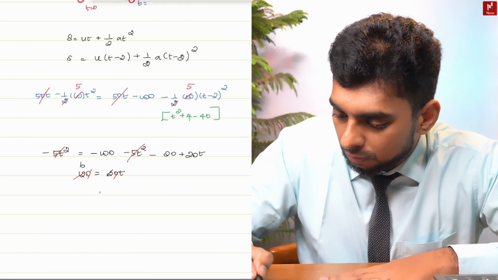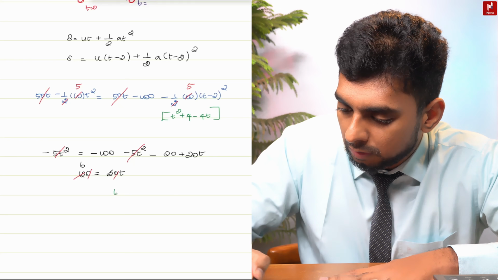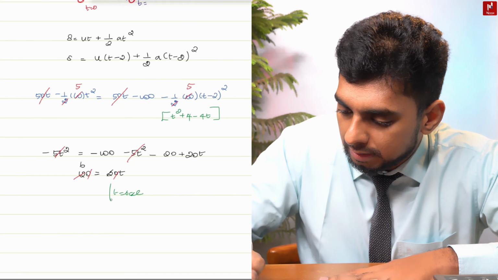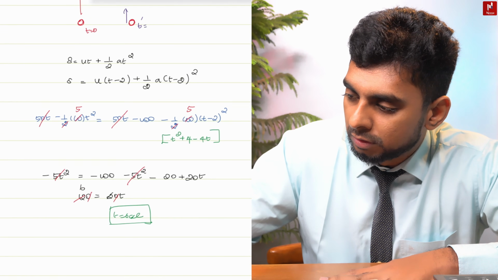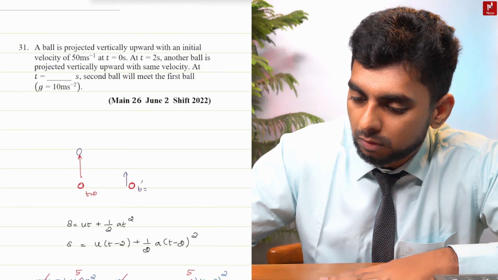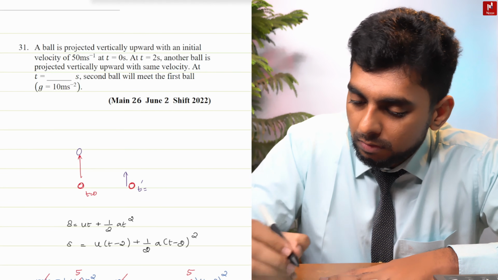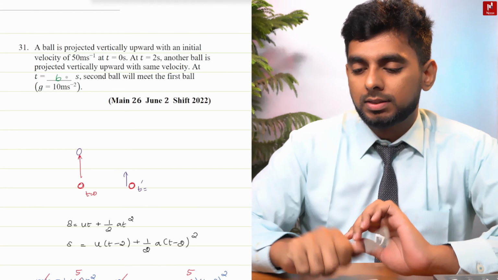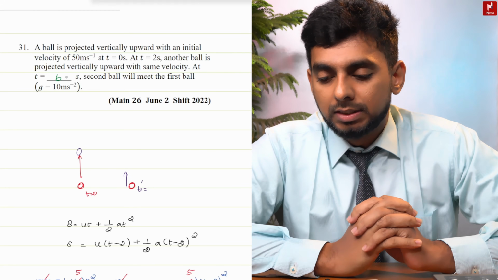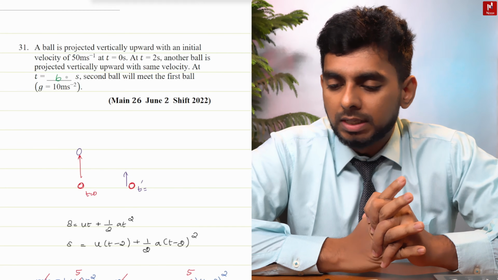6, right? So time over here is t equals 6 seconds. At the 6th second, the first ball will collide with the second ball. So t will be equal to 6. Okay. So the answer over here is 6 seconds.